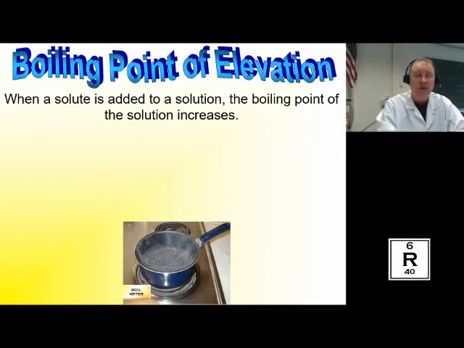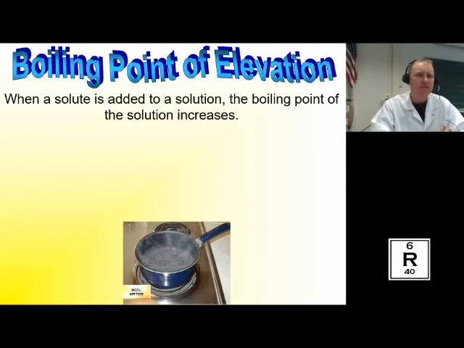Well, the chemistry behind it is as follows. When you add solute to a solution, so when you add salt to the solution, the boiling point increases. So we know that water normally would boil at 100 degrees Celsius. If we put salt in the water, it might boil at a higher temperature. It might boil at 105 degrees Celsius, 110 degrees Celsius, 120 degrees Celsius.